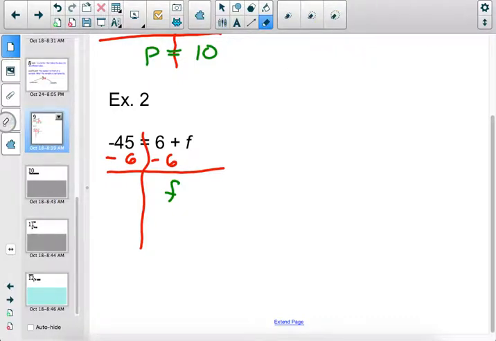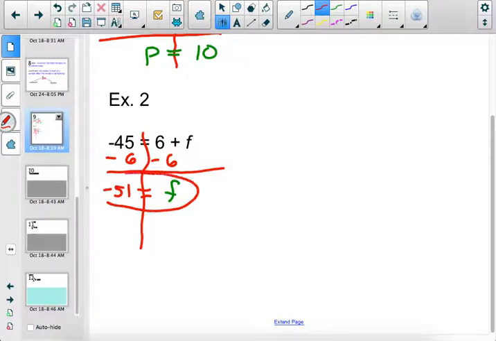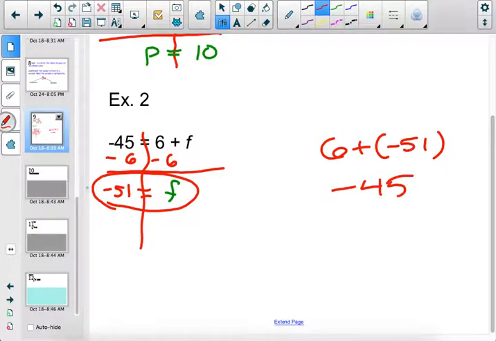Do not be afraid to have a variable on the right side. It has happened before. Equals. Now, we're still messing up on this a little bit. Negative 45 minus 6. You're going more negative. What you end up with is negative 51. And then that's your answer, negative 51. And if you're not sure, plug your answer in. 6 plus negative 51 is going to equal negative 45. Did it work?